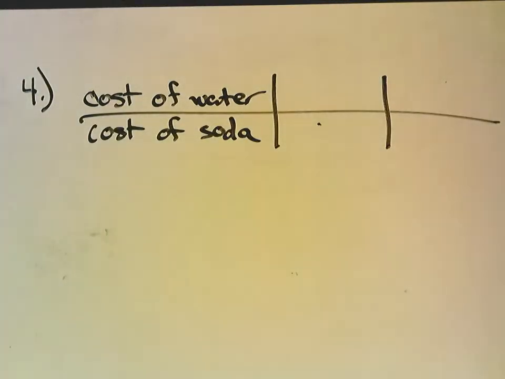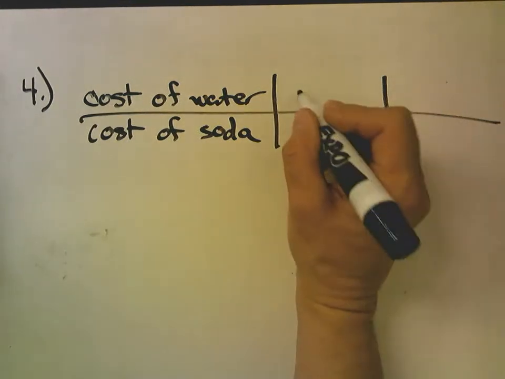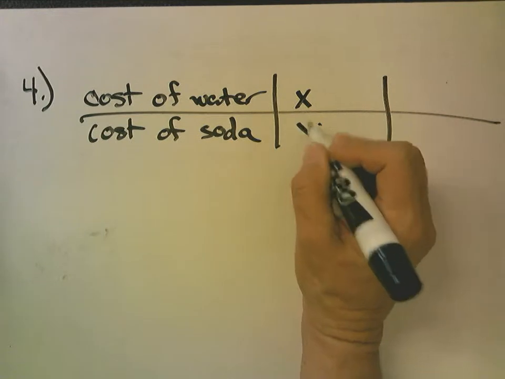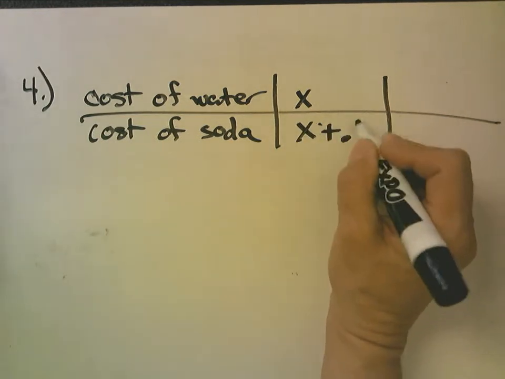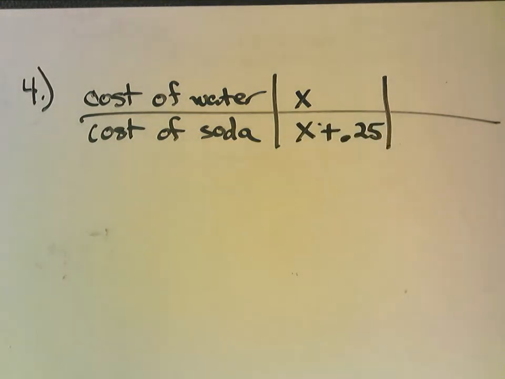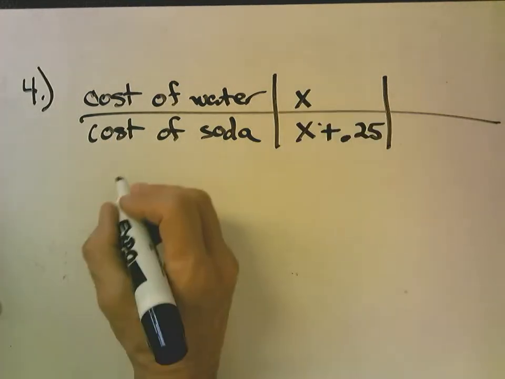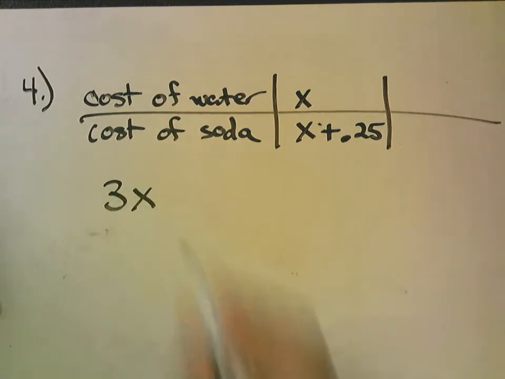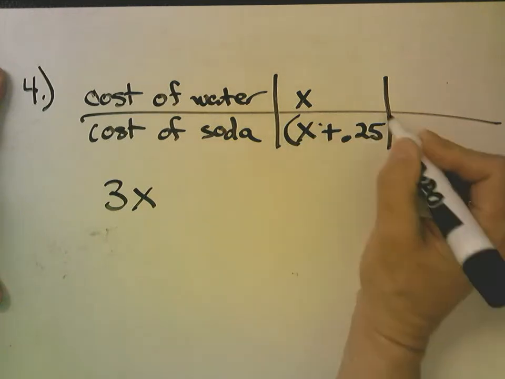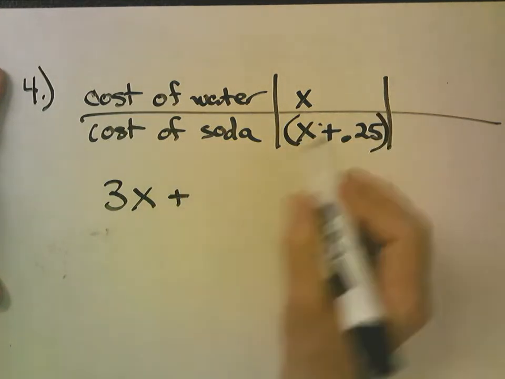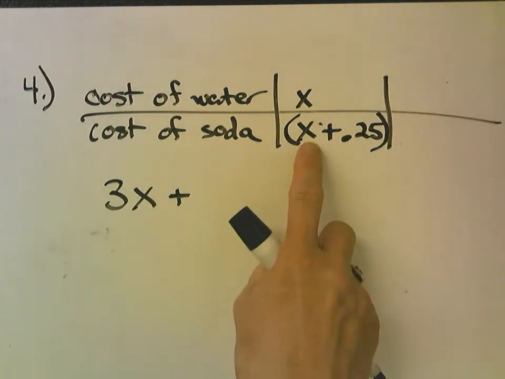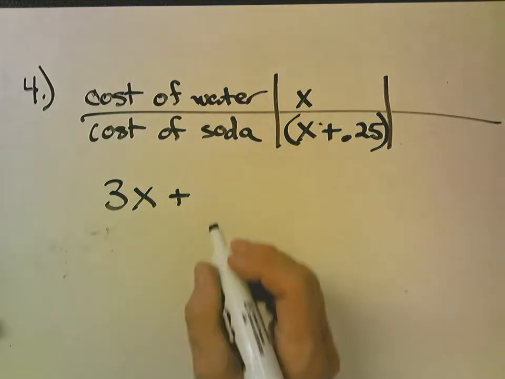It tells me soda costs 25 cents more than bottled water. So if my water is X, my soda is X plus 0.25. Okay, I defined my unknowns. Then it says I bought 3 waters. Well, if 1 water costs X, 3 waters cost 3X. And I bought 4 sodas. The tricky thing here is I'm going to multiply 4 times X plus 0.25.